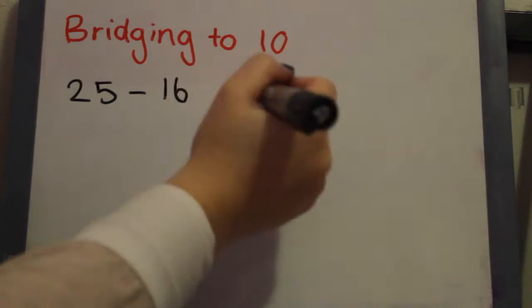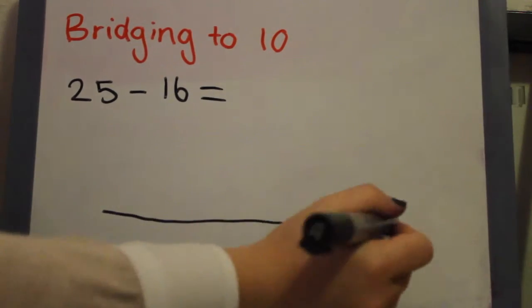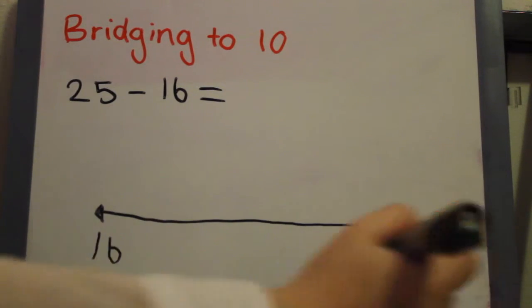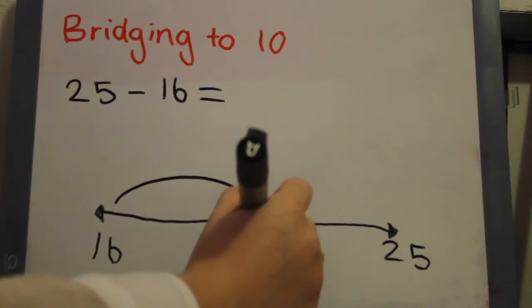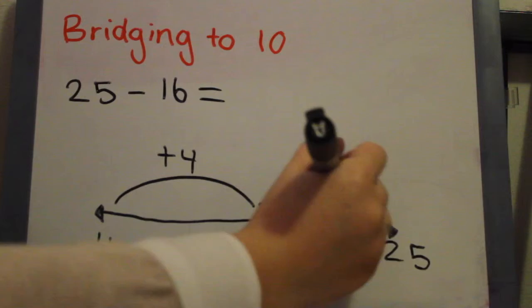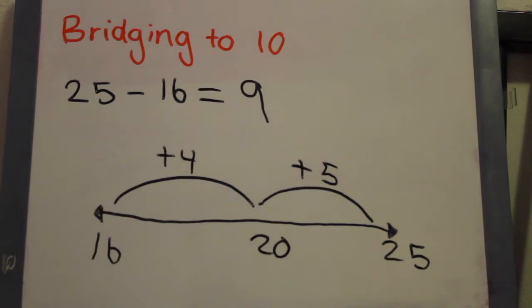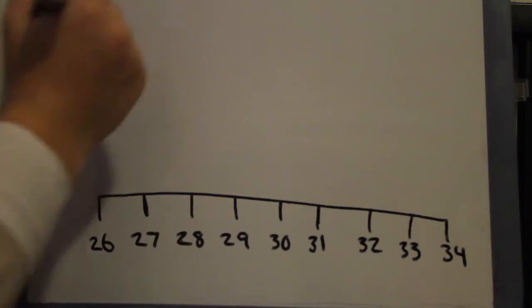Another example of bridging to 10 is using this number line system again. 25 minus 16 equals 9. We start at 16, we add 4 to get to 20, and then we add another 5 to get to 25. Therefore, 25 minus 16 equals 9.